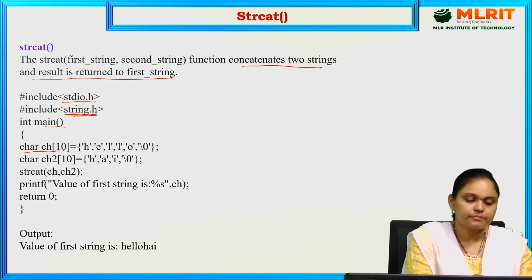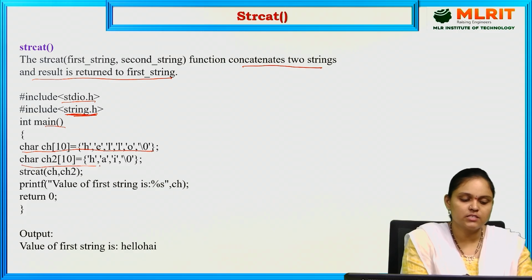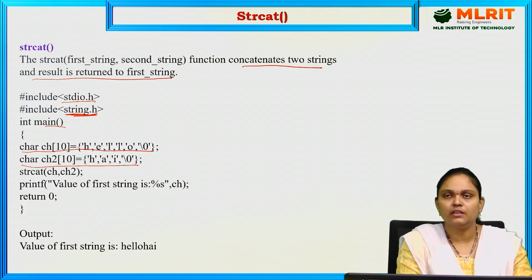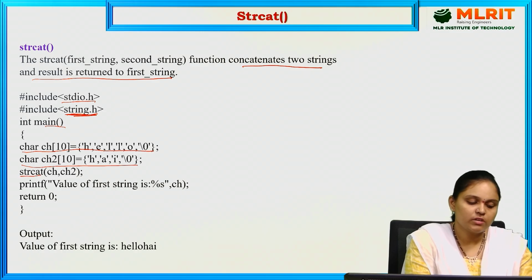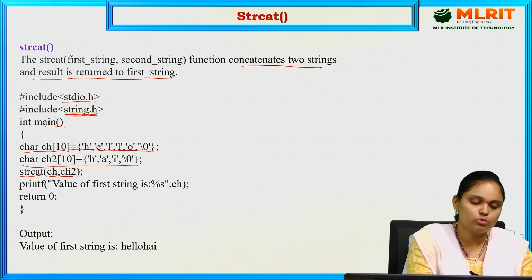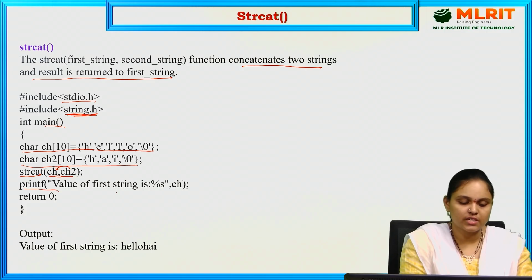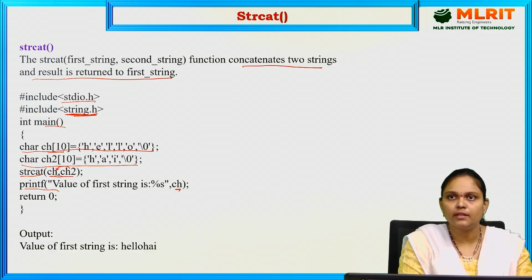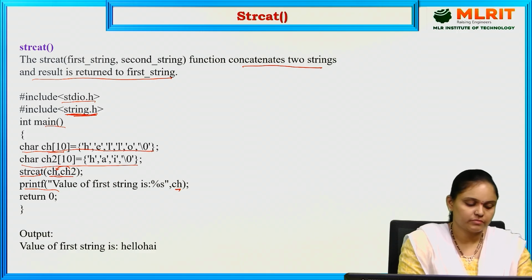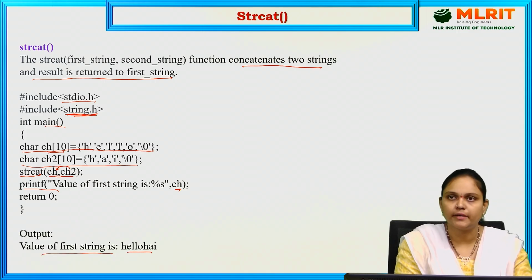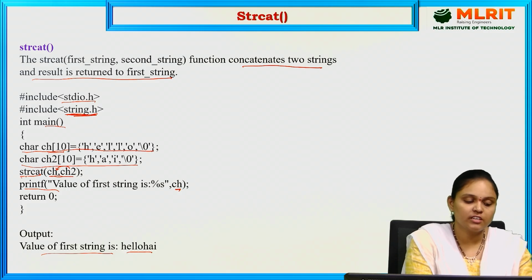So this is the first string declaration, and this is the second string declaration. The first string characters are hello, and the second string characters are hi. By using the strcat function we are concatenating both these strings. So the ch2 string we are joining to the ch1 string. And by using this printf statement we are printing ch, which is the first string. If you print it, the second string is also joined in the first string. So the value of the first string will be hello hi, because by using the strcat function we have joined it.